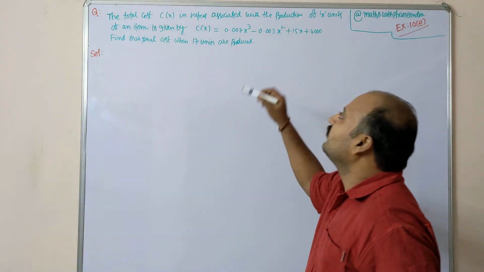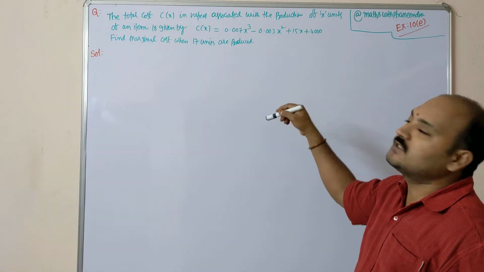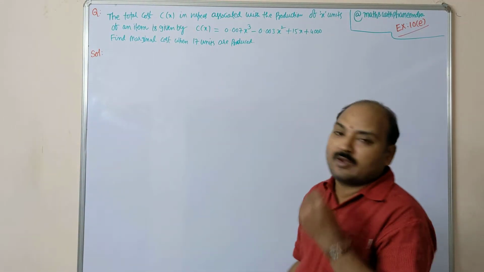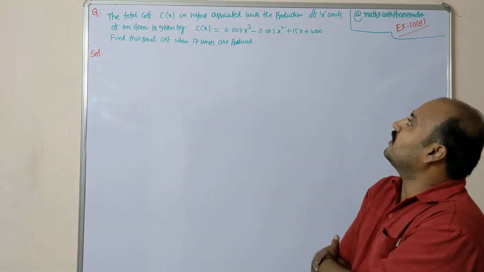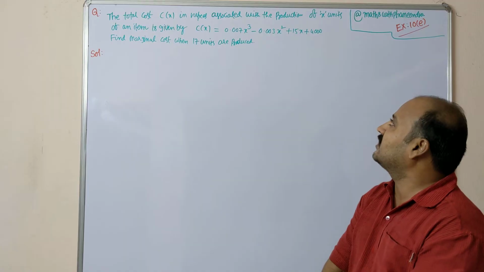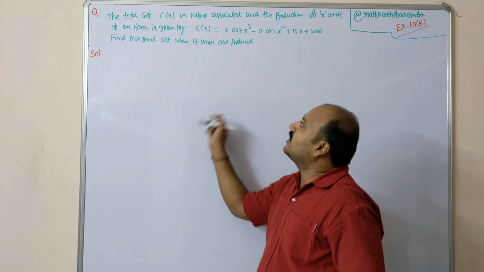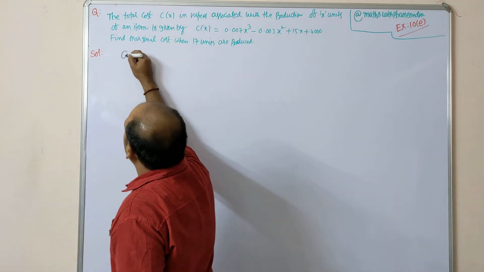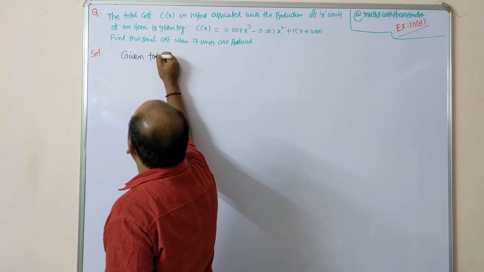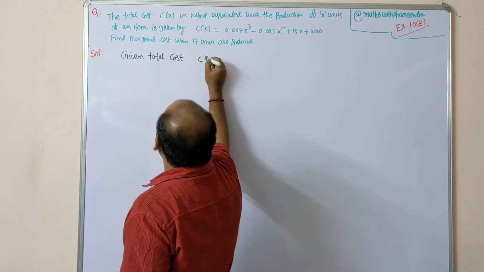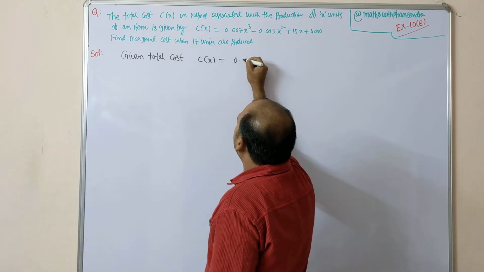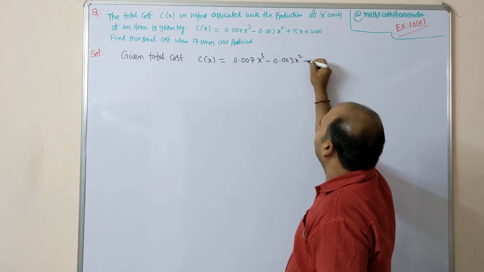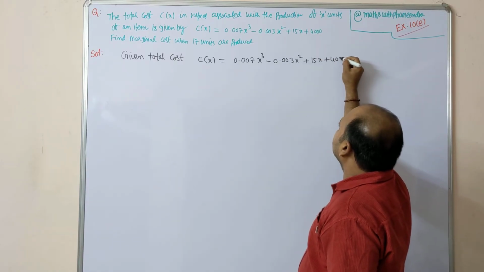The next question, dear students. The total cost C(x) in rupees associated with the production of x units of an item is given by C(x) equals 0.007x cubed minus 0.003x squared plus 15x plus 4000. Find the marginal cost when 17 units are produced. First, the given total cost is C(x) equals 0.007x cubed minus 0.003x squared plus 15x plus 4000.